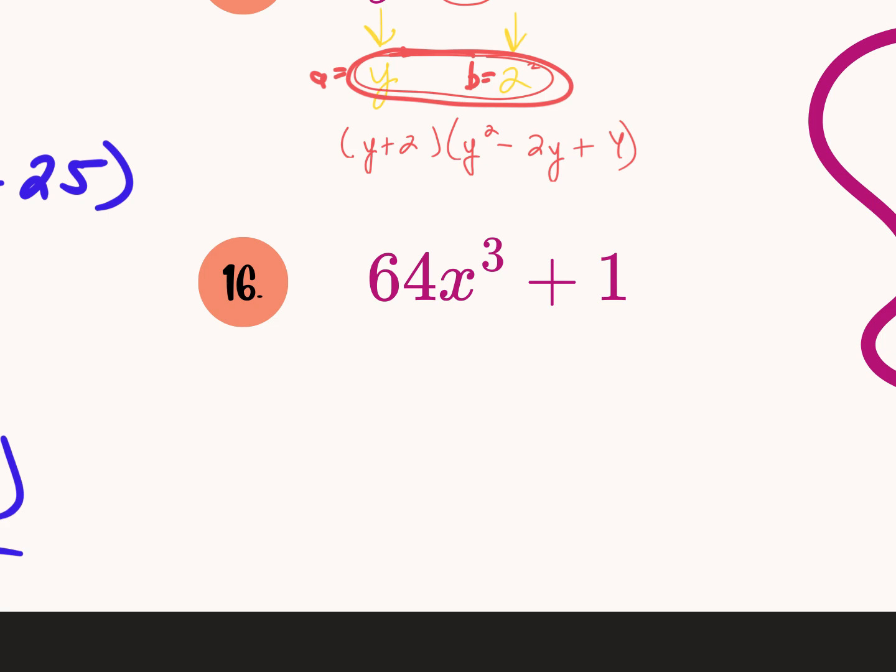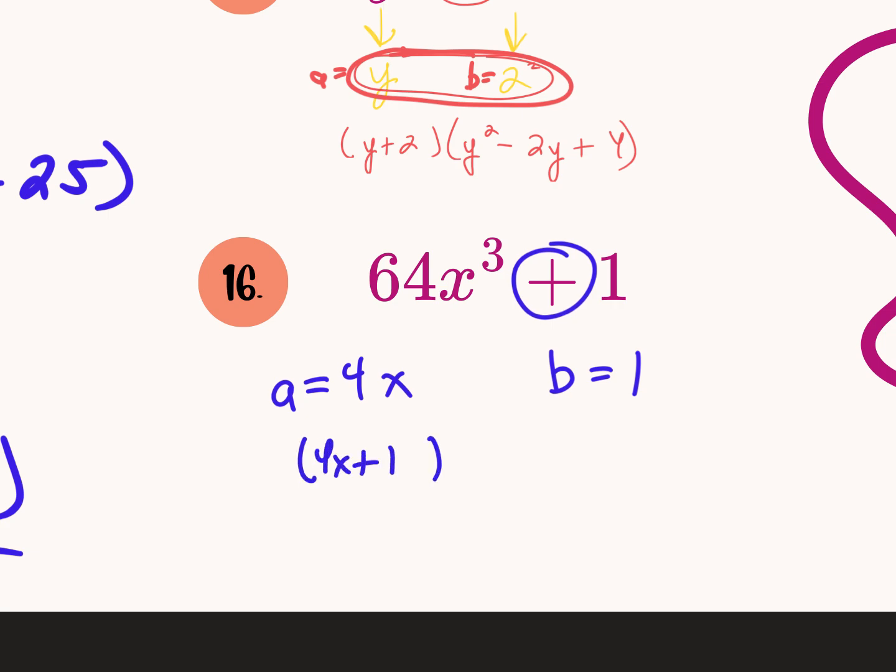So in a case like this, is there a GCF? No. Is 64 a perfect cube? Yeah. What times what gives you 64? 4. What times what gives you x cubed? X, good. And then my B term, what times what gives me 1? 1. So look at the sign in the middle. What does your first parenthesis say? 4x plus 1, great.